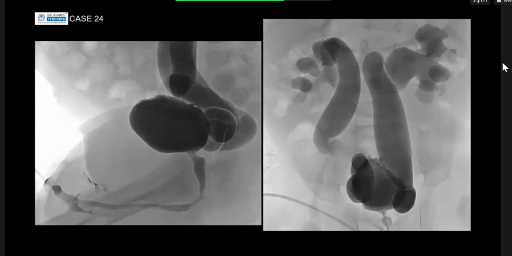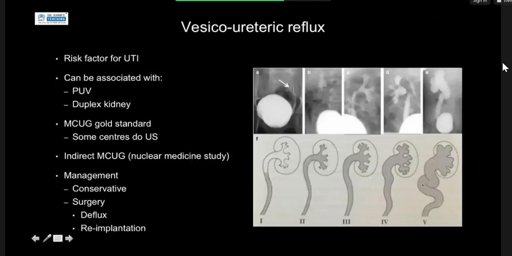Further, I appreciate on the delayed image in the AP view that the posterior urethra appears markedly dilated, resembling a bullet nose shape. So my probable diagnosis is posterior urethral valve with bilateral vesico-ureteric refluxes.